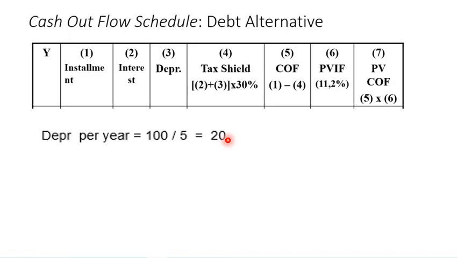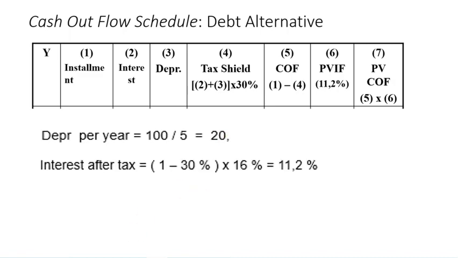And then the interest, we have to make this the interest after tax. Okay, so that is 1 minus 30% times 16%. So this is 11.2%. Why do we need to have this? Because this is our discount factor for discounting the cash outflow. So here the interest after tax is what we use as the discount factor for the PVIF.